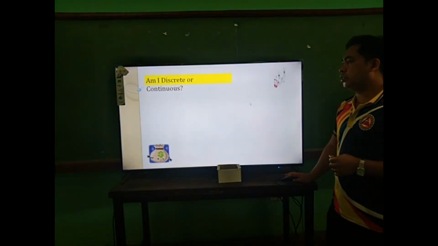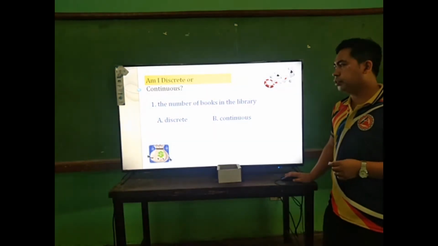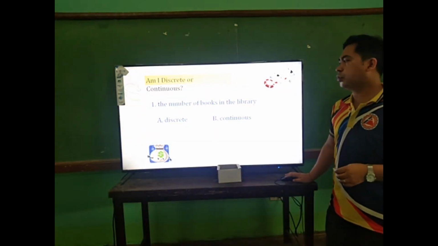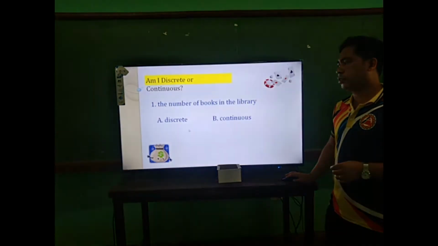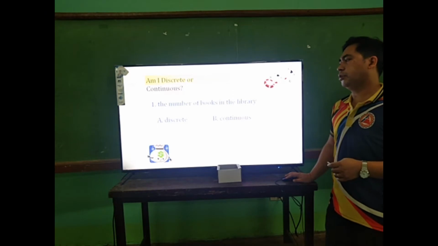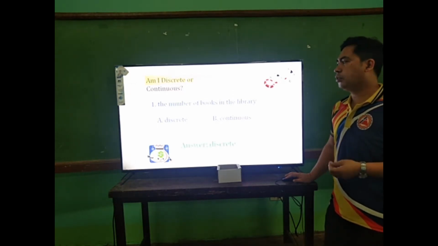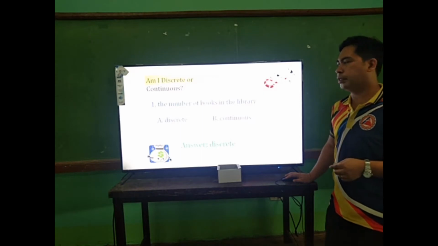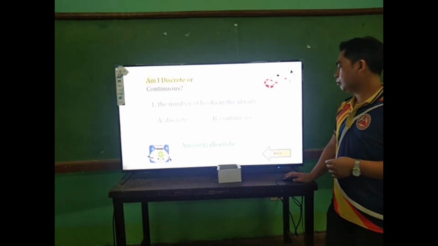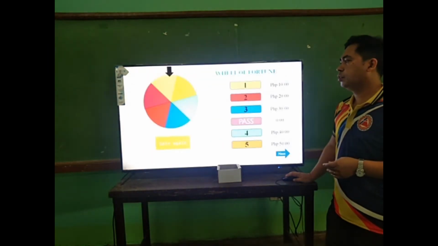Your question is, am I discrete or continuous? The number of books in the library, is it discrete or continuous? Yes, correct. It is discrete because you can count the books in the library. Okay, let's go back to the spinning wheel.